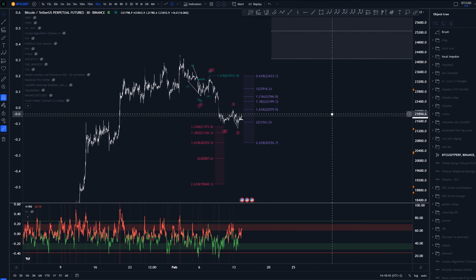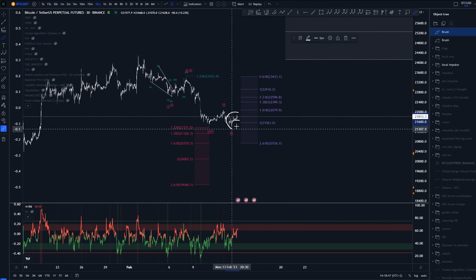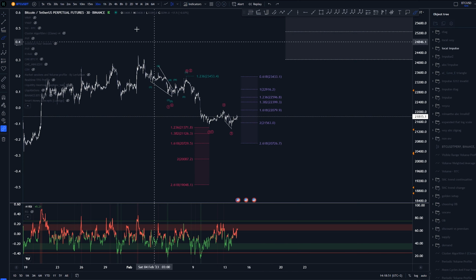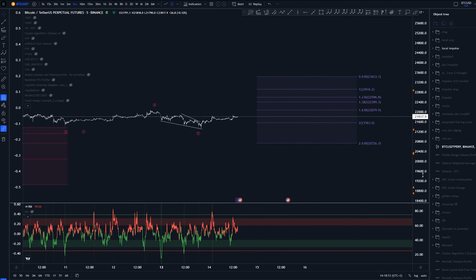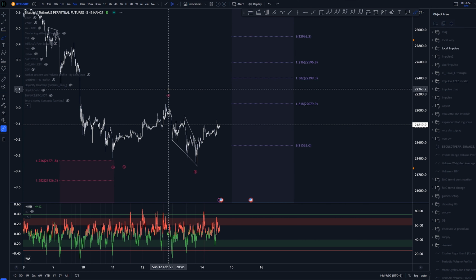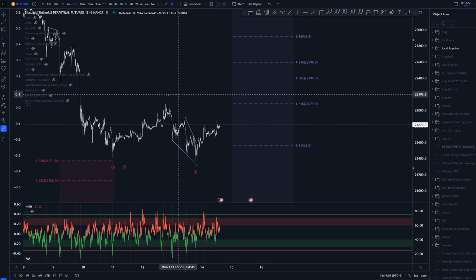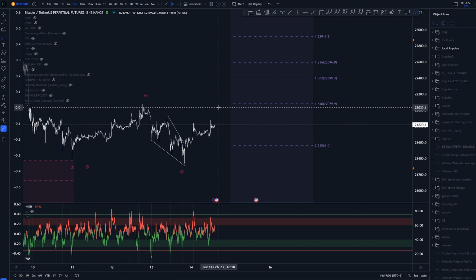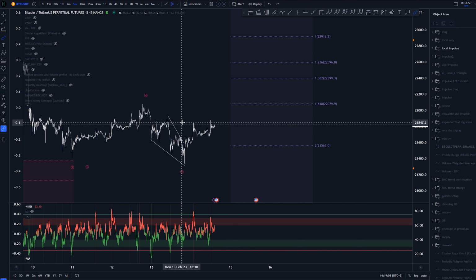For the more impulsive count, there is a chance, of course, that this would be the start of something. This local structure here, if we check that out again. But I would definitely want to be seeing us take out the previous wave 4 highs here, or alleged wave 4 highs, as that would give us a bit more confidence about this being bullish.